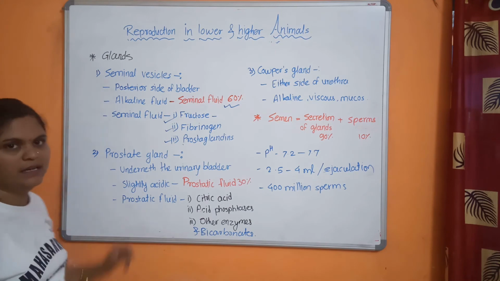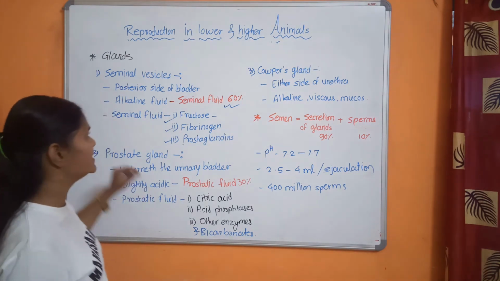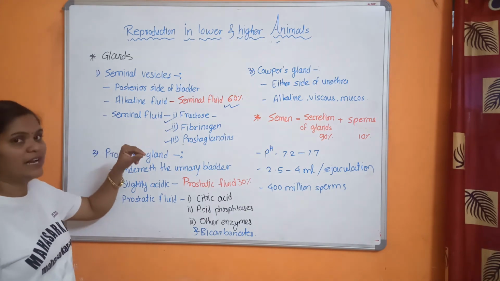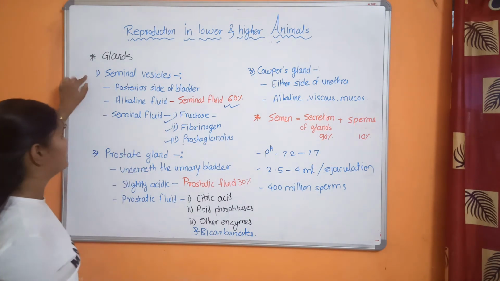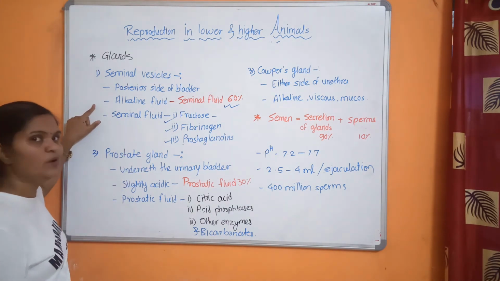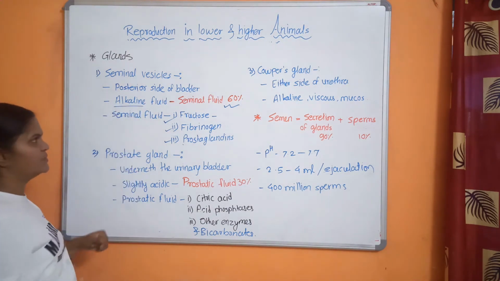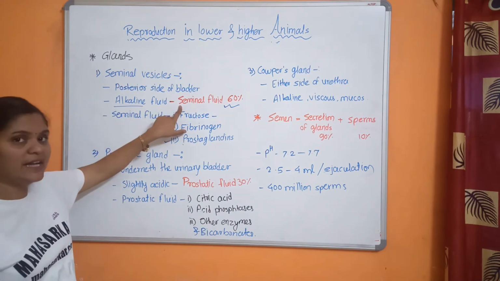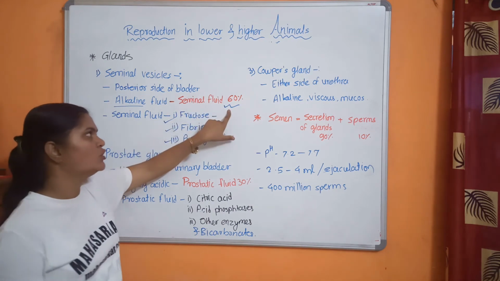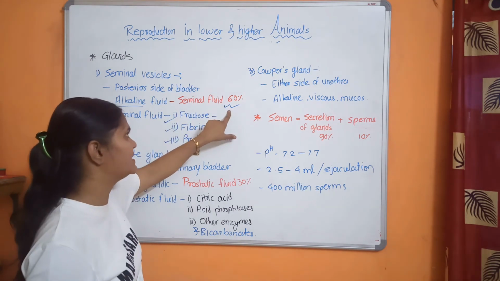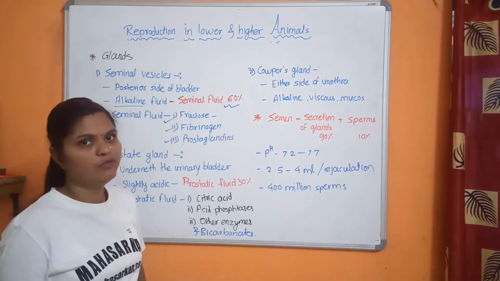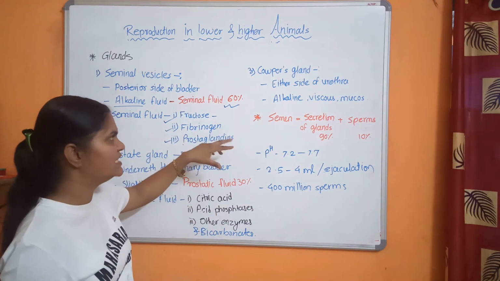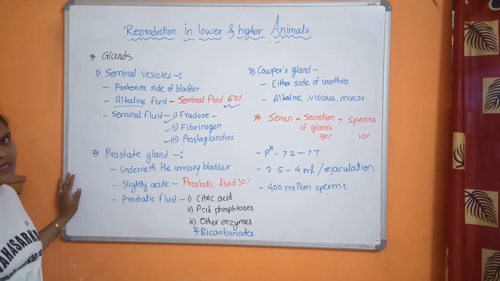The seminal vesicle opens into the vas deferens. The duct of the seminal vesicle and the vas deferens combined is called the ejaculatory duct. Seminal vesicles secrete a slightly alkaline fluid, with pH more than 7, called seminal fluid. In total semen, 60% is seminal fluid.